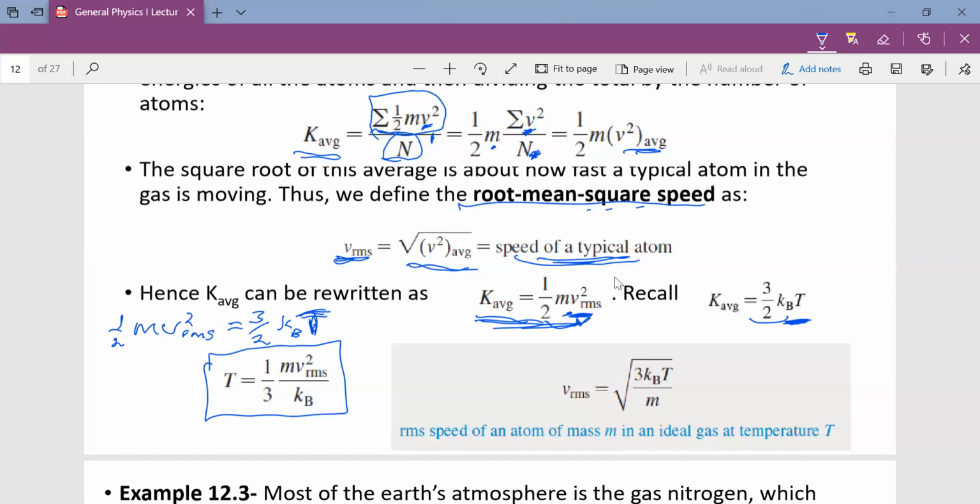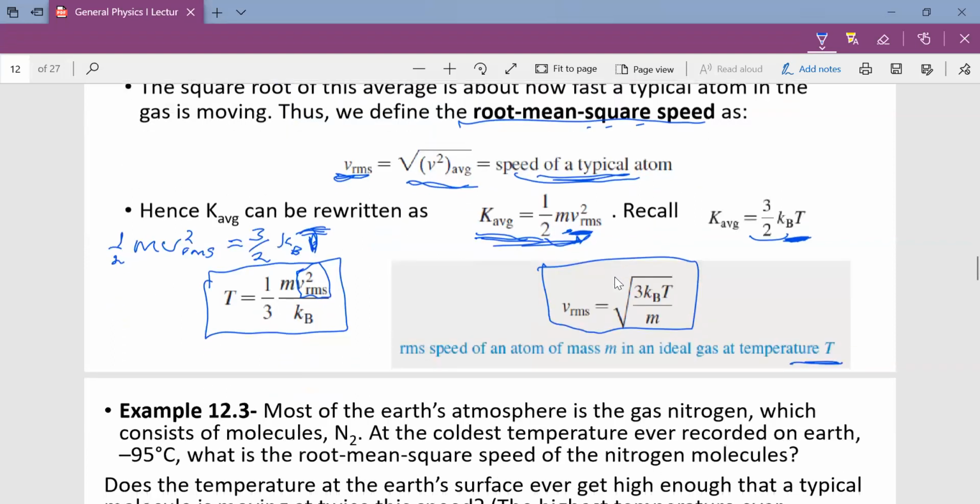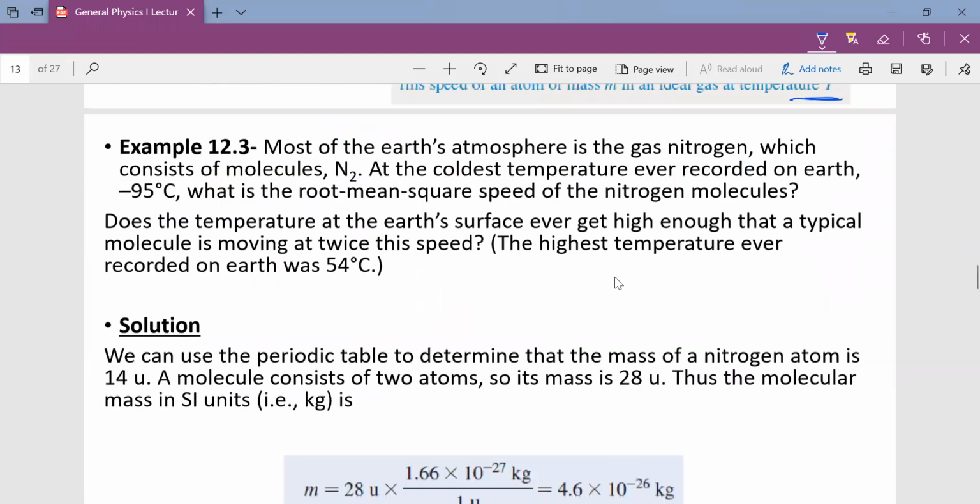Try that out. When you're reading, make sure you try it out to see how it came out to be this. Now, if you make v the subject of the formula in this equation as well, we will arrive at this expression that we'll call the root mean square speed of an atom of mass m in an ideal gas at temperature T. So we see the relationship between the speed and the temperature. The relationship is such that the velocity will change with respect to the square root of the temperature. So take an example.